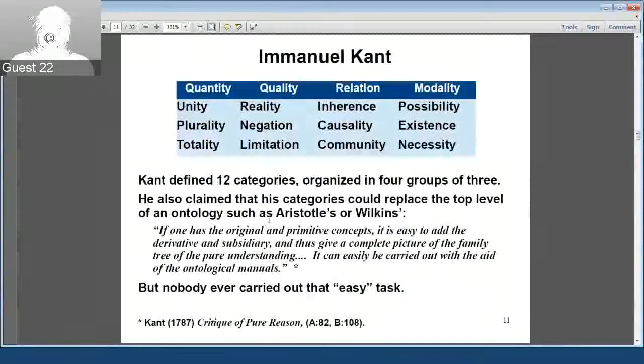Kant followed and had his 12 categories, and he claimed that if one has the original and primitive concept, it is easy to add the derivative and subsidiary. And he said it can easily be carried out with the aid of the ontological manual, by which he meant things such as Wilkins' ontology, and there were others being developed around the same time. And the point is that Kant said this was an easy task. That's what he said in the late 18th century, and here we are 2.5 centuries later, and we still aren't anywhere near that easy task.